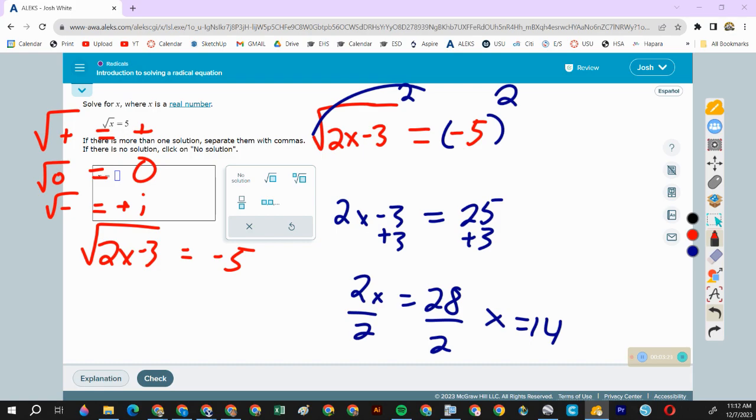Zane? What's the problem? It's not that. So none of these are negative. It is impossible to square root a number and get a negative. So it can't happen. The answer isn't imaginary. There simply is no answer.